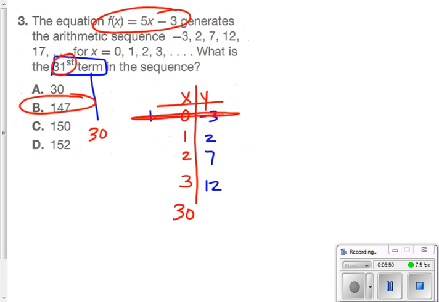So our answer here is B. This will conclude 8214 arithmetic sequences.